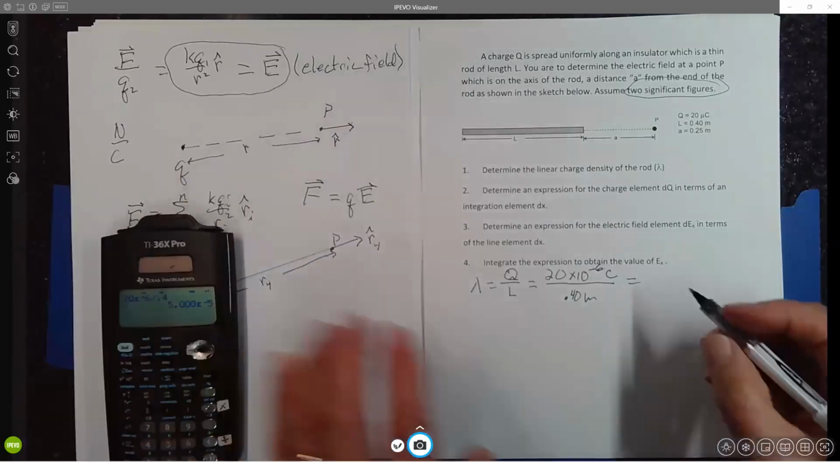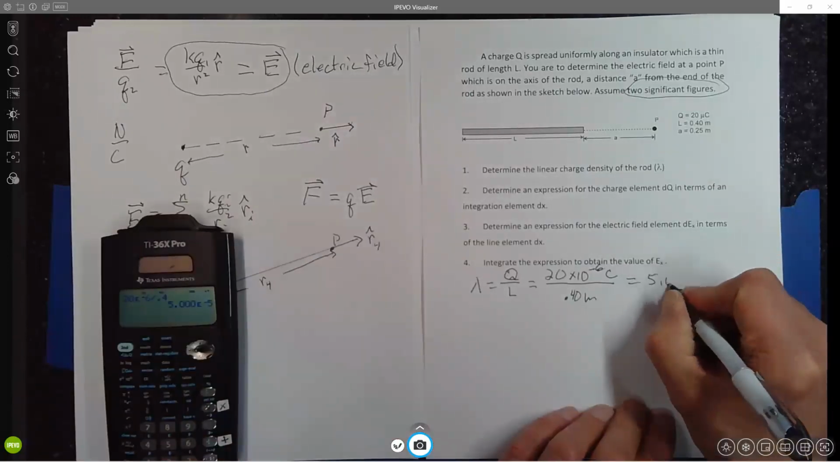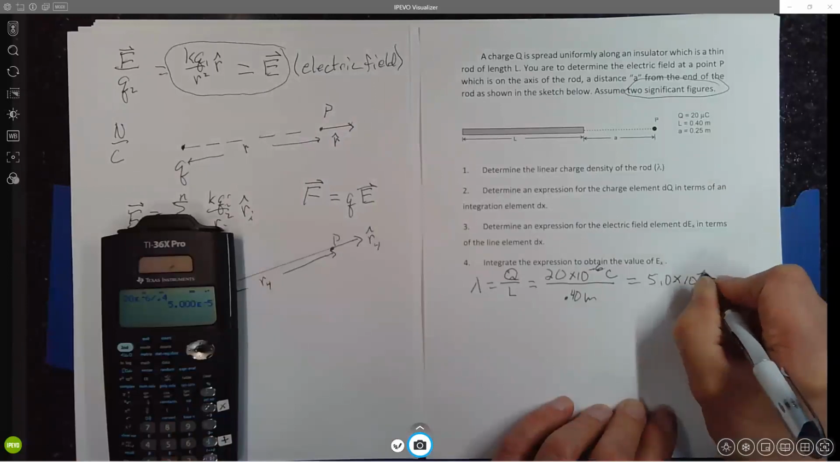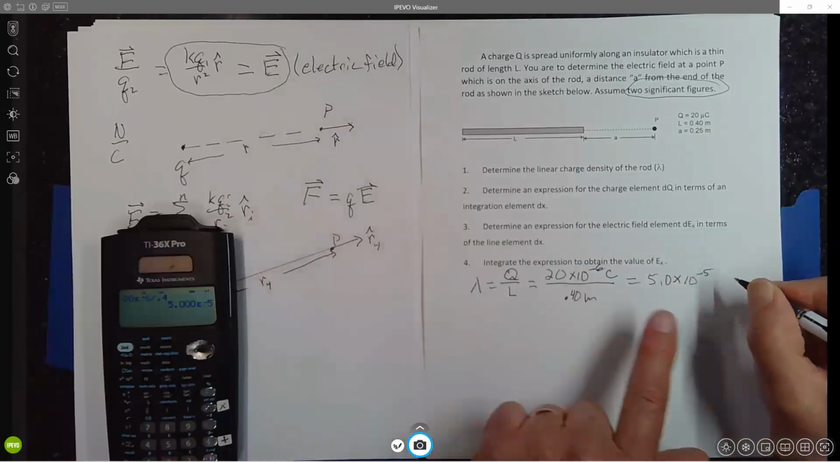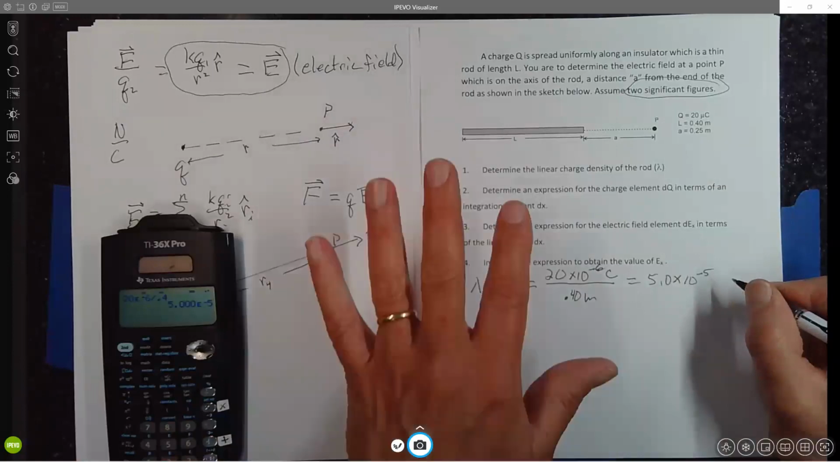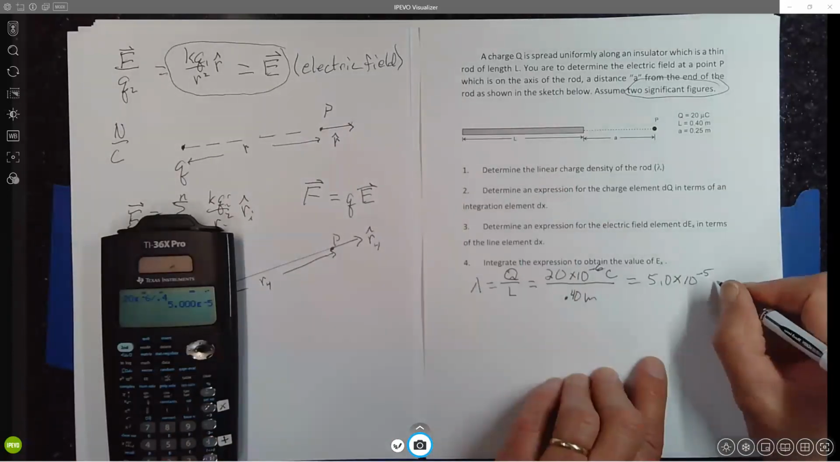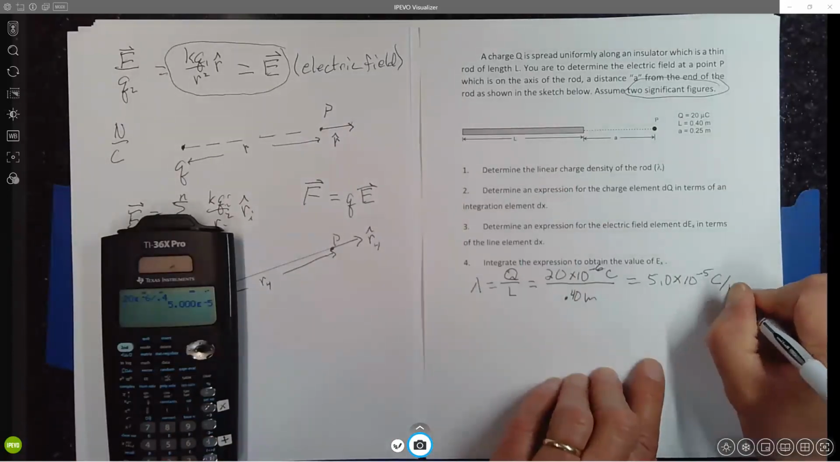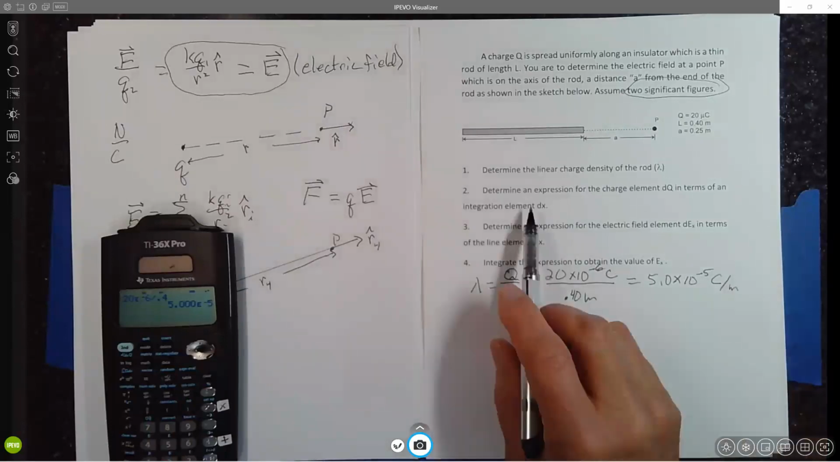Okay, 5 times 10 to the minus fifth, or 5.0 times 10 to the minus fifth. Let's see, what are we after here? Oh, that's the linear charge density, coulombs per meter. Doing this in a weird order.